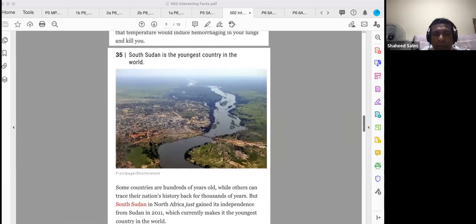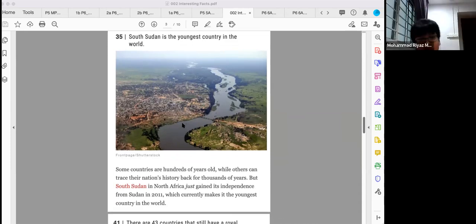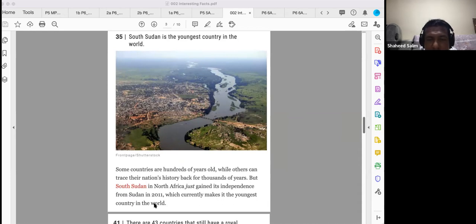Wow, that's very low. Okay, South Sudan is the youngest country in the world. I didn't know this. When was it? It was the year you were born. You were born in 2010, right? When you turned 1 year old, this country, South Sudan, became independent. Maybe we can have a look where South Sudan is.